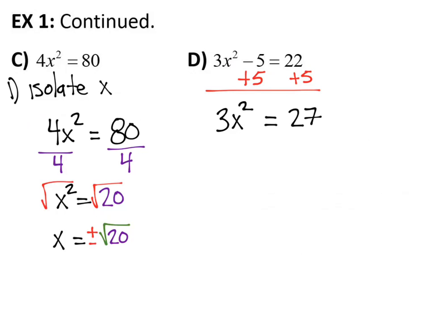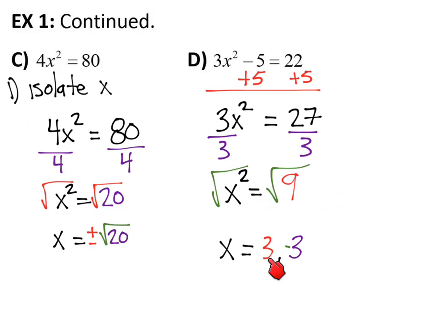From here, again, isolating this variable, this is multiplication, so I need to use division. So I divide 3 by both sides, and I get x squared equals 9. And again, this is squared, so it's an even number. That means I have the square root, and I'm going to use plus or minus here. It's going to be a positive 3 and a negative 3 for the correct answer.